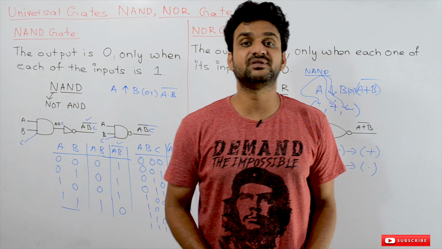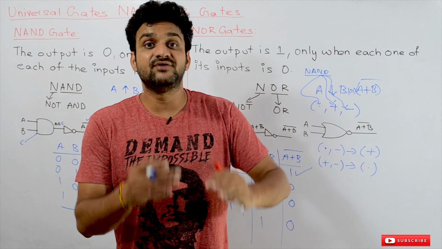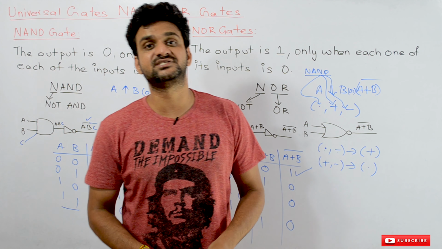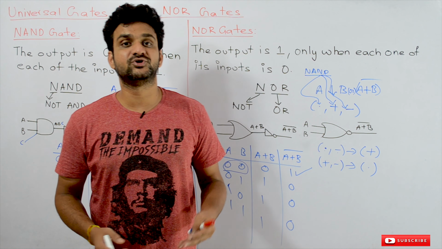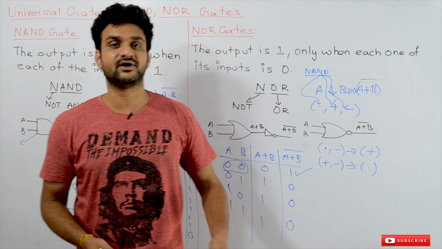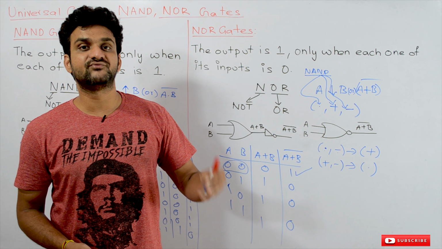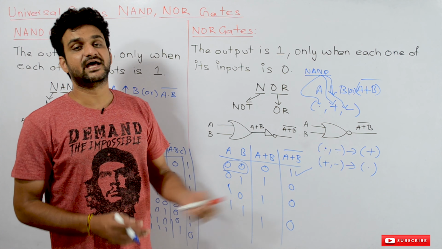That is the beauty of using the universal gates called NAND gate and NOR gate. Now the manufacturing company will get fixed that they are going to produce either only NOR gates or only NAND gates. So that is the use of universal gates. Hope you got the clarity on this concept.